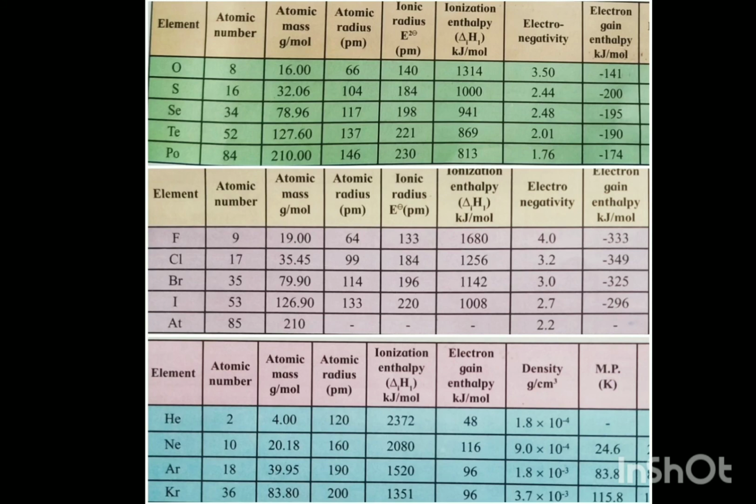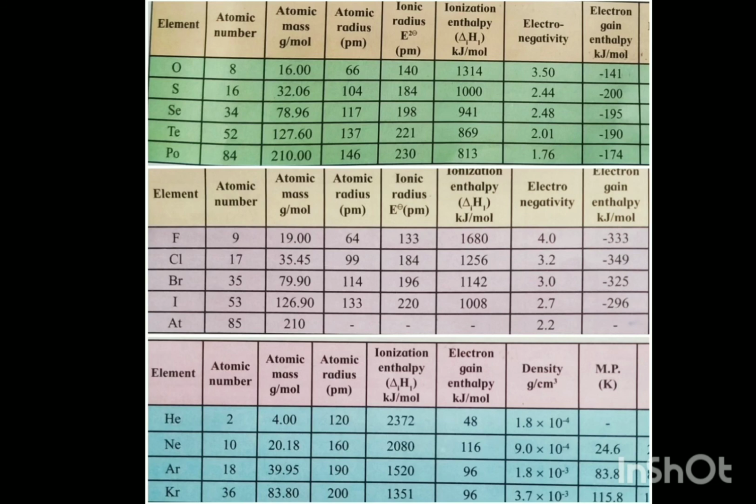Then the fourth property is electron gain enthalpy. The enthalpy change that takes place when an electron is added to an isolated gaseous atom in its ground state is called electron gain enthalpy. In groups 16 and 17, electron gain enthalpy becomes less negative down the group.